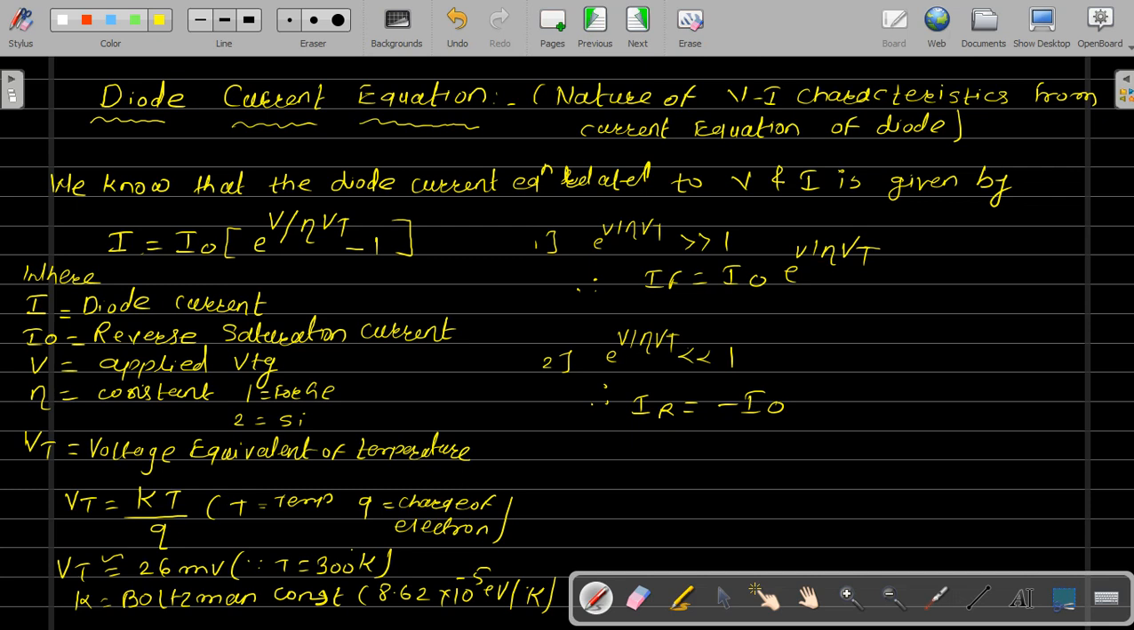Now this diode current equation is applicable for all the conditions of the diode. That means the diode may be in forward bias, reverse bias, or unbiased, and in any case you will get the same answer. This is a common equation applicable for forward, reverse, and unbiased conditions. Let us prove how it is.